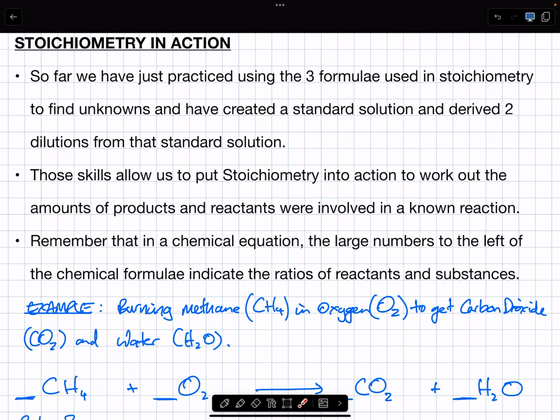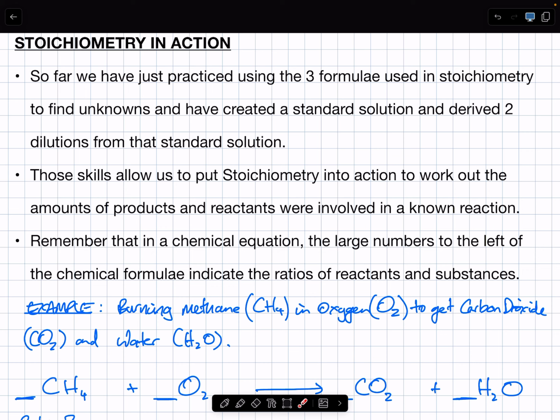All right, so far we have just practiced using the three formulae used in stoichiometry to find unknowns. And the other thing that you did on Wednesday, you created a standard solution and then you diluted it twice. That's what you've done so far, okay? It started off a bit rough, but as you got the hang of it, it wasn't too bad. I was impressed because normally we don't do this until next year.